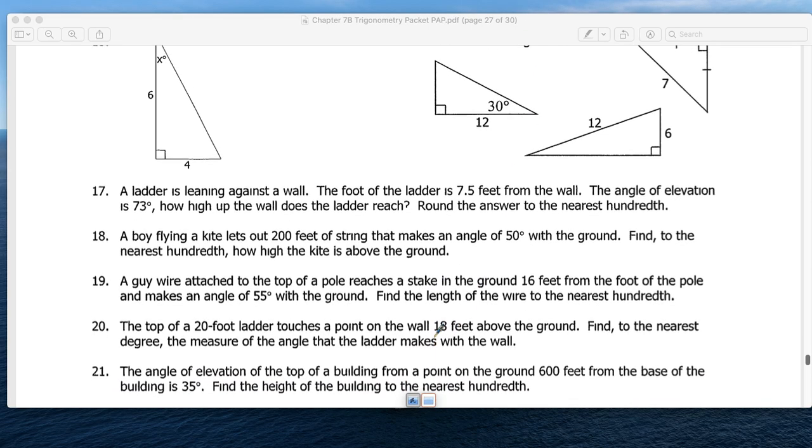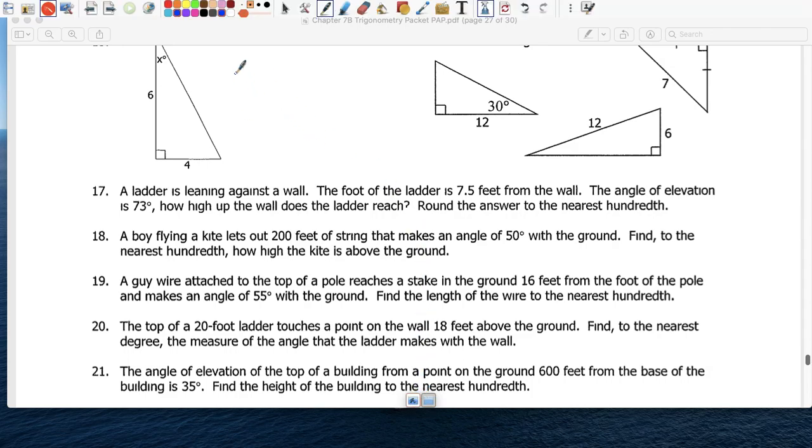21, angle of elevation from the top of a building, from a point on the ground, 600 feet. Okay, so building, 600 feet. So here, there's something here. So from here to here, 600 feet. And there is an angle of elevation right here, and that apparently is 35 degrees. Find the height of the building.